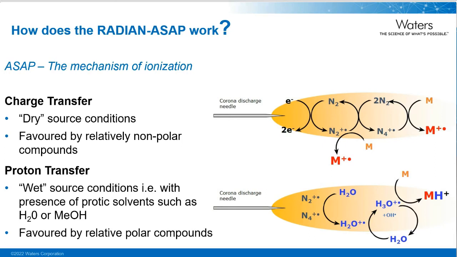This form of ionization is particularly useful for the analysis of nonpolar compounds, and typically is more prevalent in source conditions without the presence of protic solvents such as water or methanol. The second mechanism for ionization is by proton transfer. Now this requires the presence of water or other solvents such as methanol, which can act as a source of protons to form the ionized solvent clusters as shown. The ionization of the analyte then occurs by proton transfer, which is the main ionization pathway associated with APCI and LCMS.